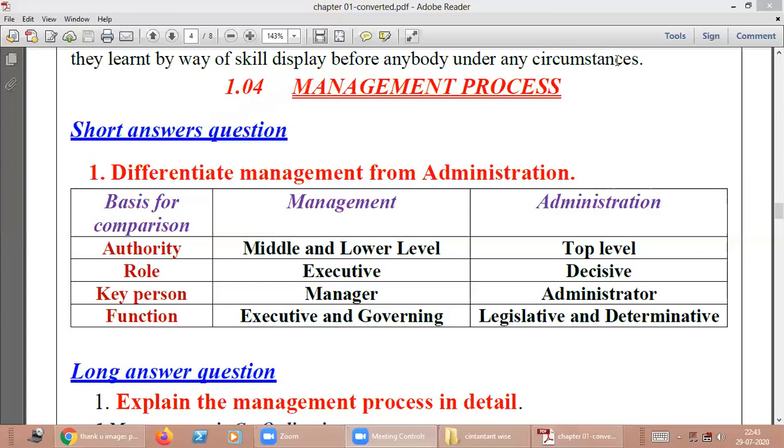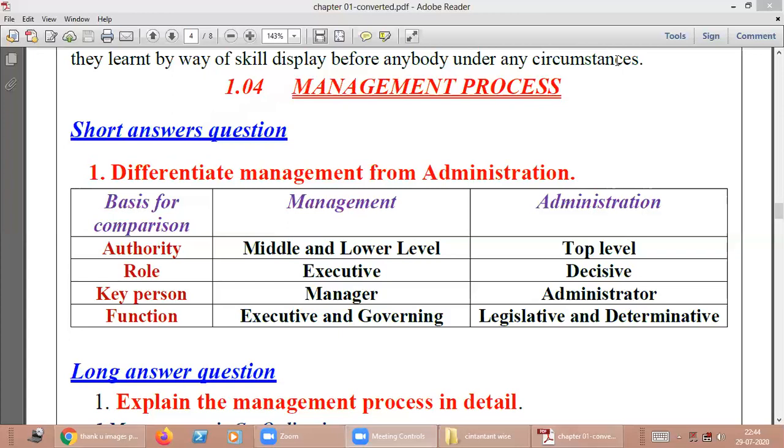Administrator, which means the owner of the company or board of directors or shareholders, the persons who have the responsibilities, authority and responsibilities. A person who has these is called an administrator or the controller of the persons in an organization. They are the administrators. Next, functions, which means the executive and governing function. There will be executive and democratic functions.